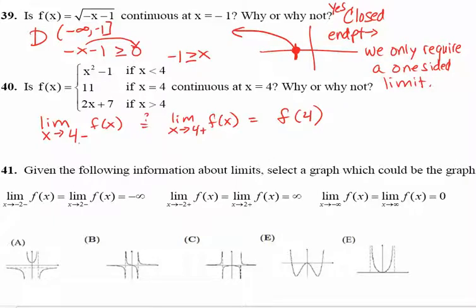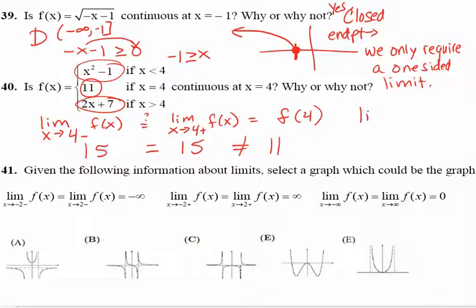So let's find out. As x goes to 4 from the left side, we want to plug 4 into x squared minus 1. So that would be a 15. And 4 from the right side, we're using this part of the domain, so that would be a 15. And f of 4, if I plug 4 in, I have a pop point. So here's the problem. Our limit is equal to 15.